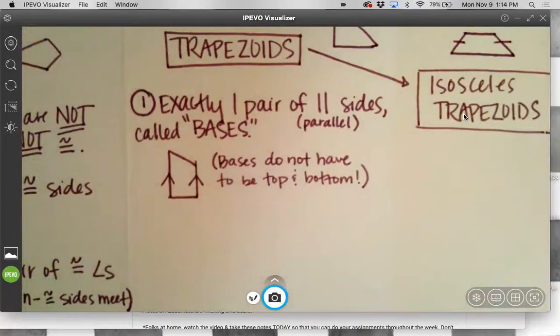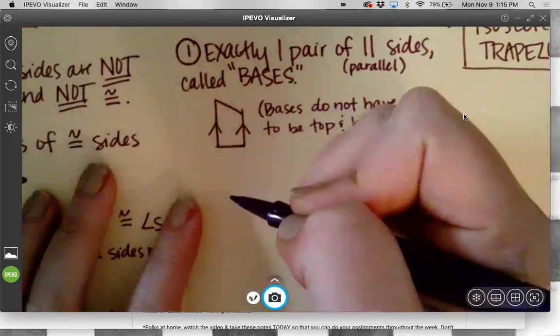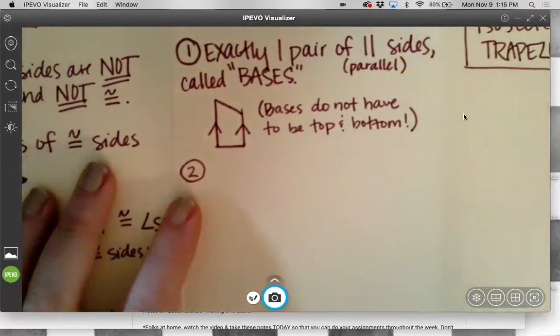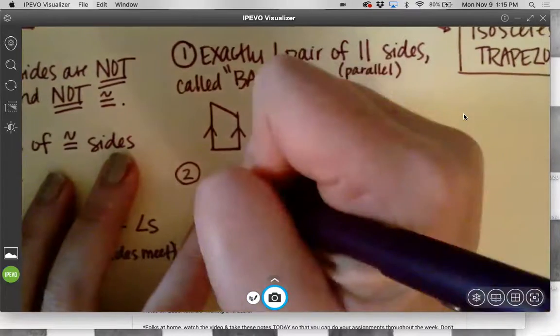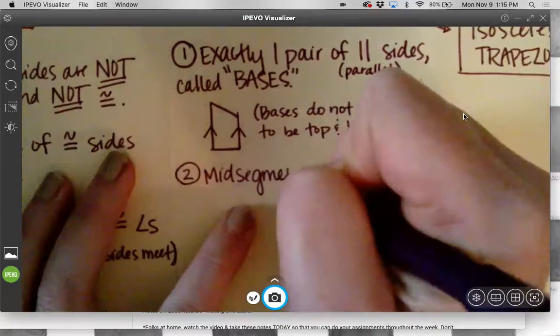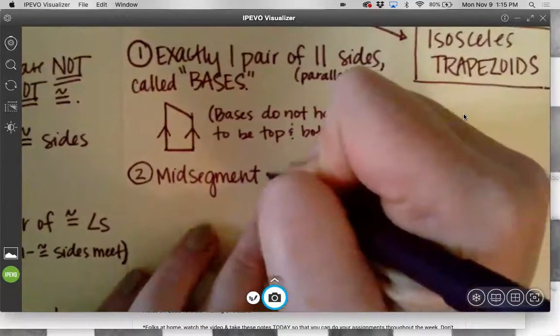And you need to know which sides are the bases and how to identify them. Sometimes your problem is just going to say like the base angles of an isosceles triangle, blah, blah, blah. And if you don't know where the bases are, you're not going to know which angle properties to use. So the bases are these parallel sides. Second thing that you need to know about all trapezoids is that trapezoids have a mid-segment. And that mid-segment is parallel to the bases.